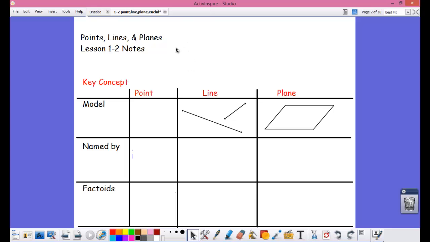Hi there. Today we're going to start our first lesson in geometry. Our goal, by the end of the lesson, is that we should be able to name objects that look like points, lines, and planes and describe what those things are in geometry.